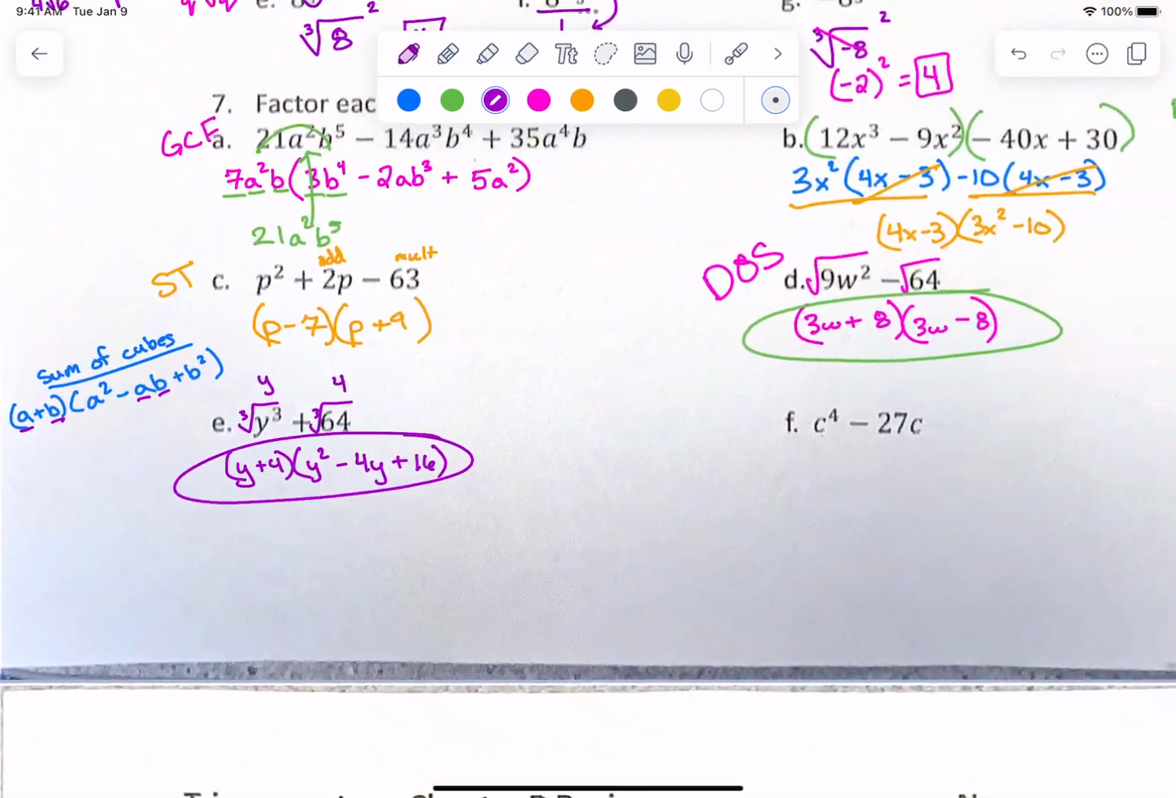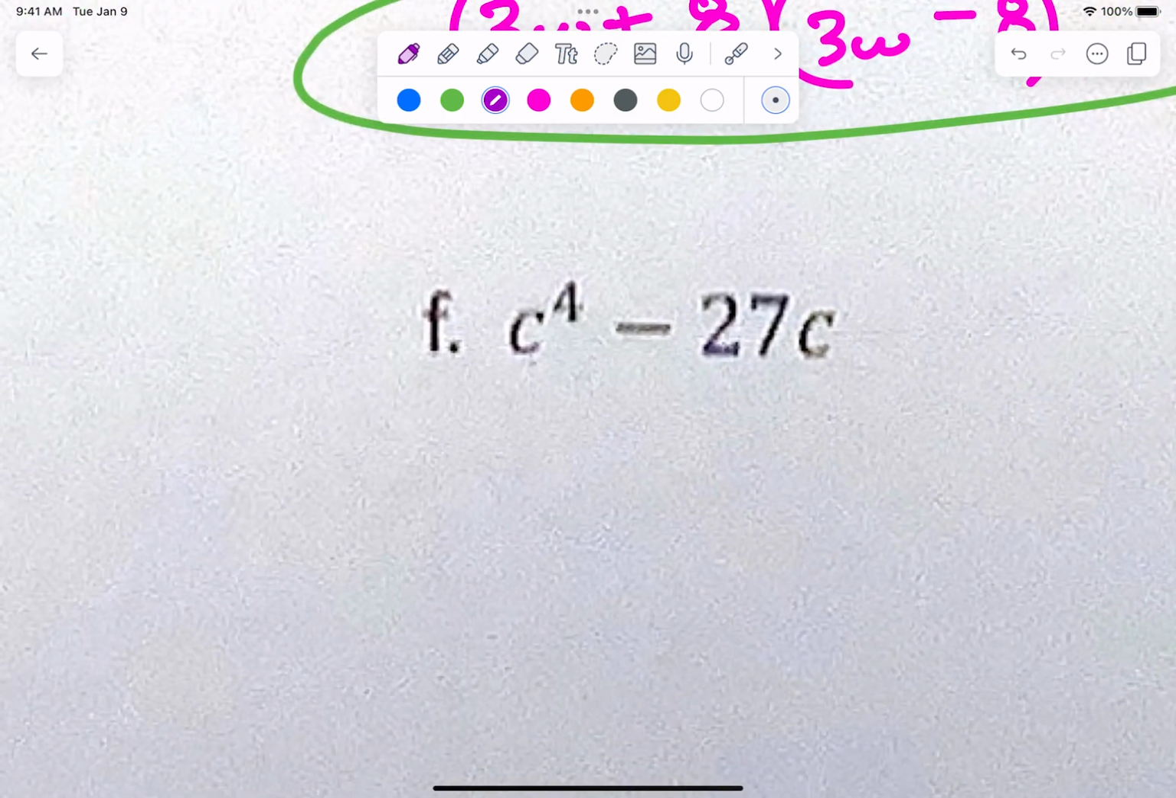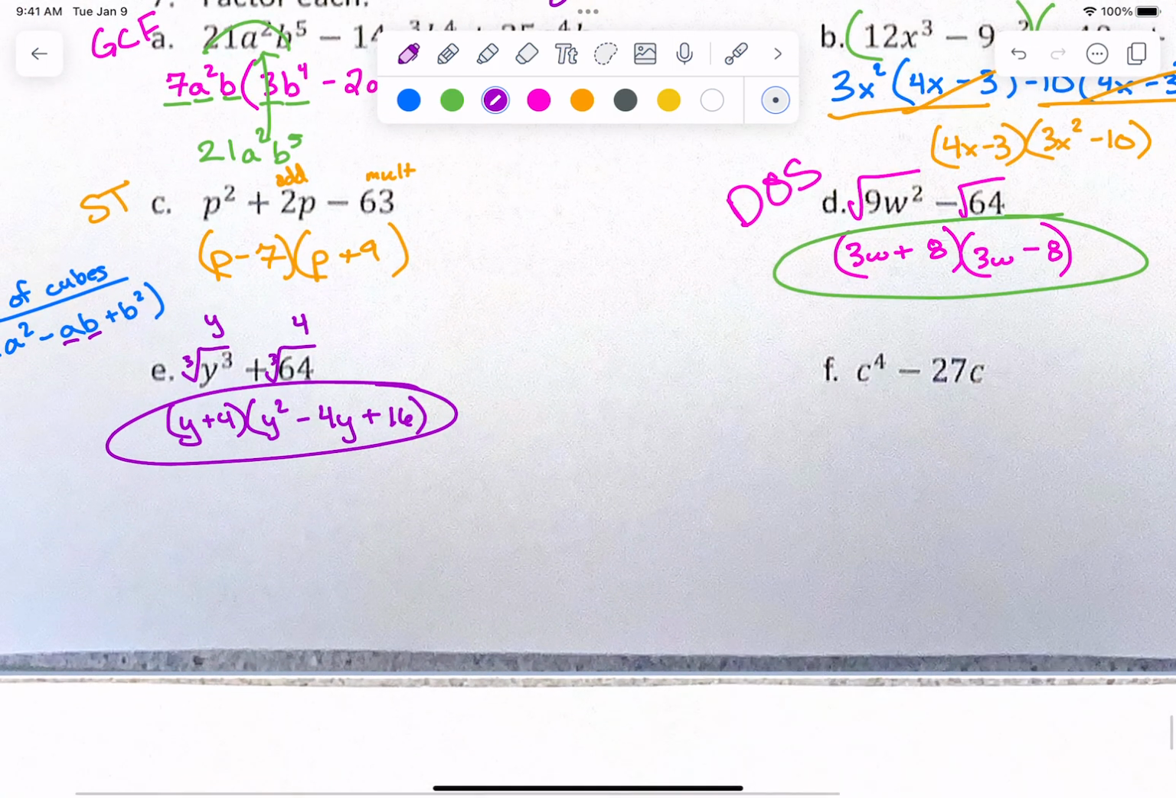Okay? No, because if you FOIL it, then it'll go back to the beginning, right? This guy, F. It's just we switch the signs, right? Now, one more thing on F that we have to do first.